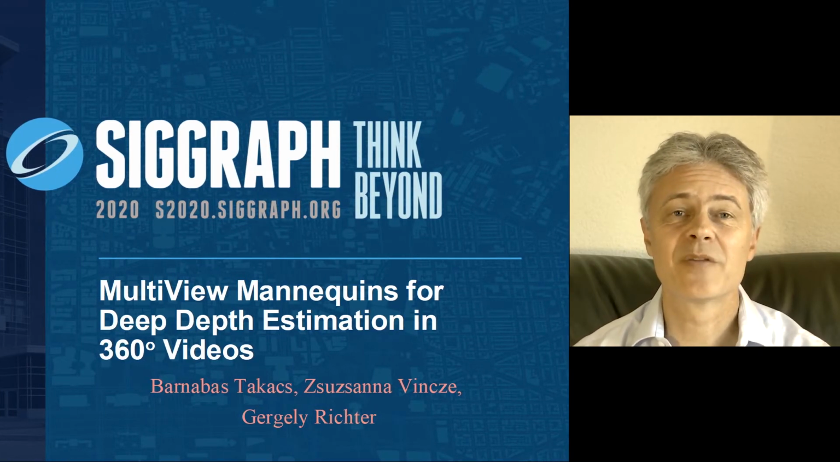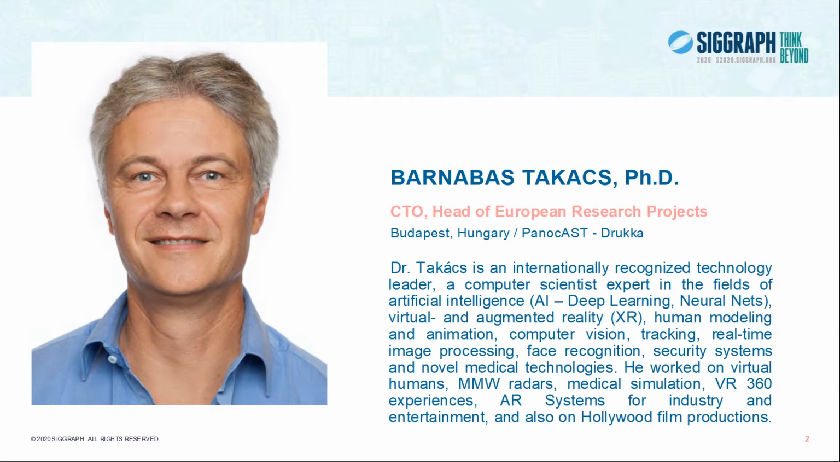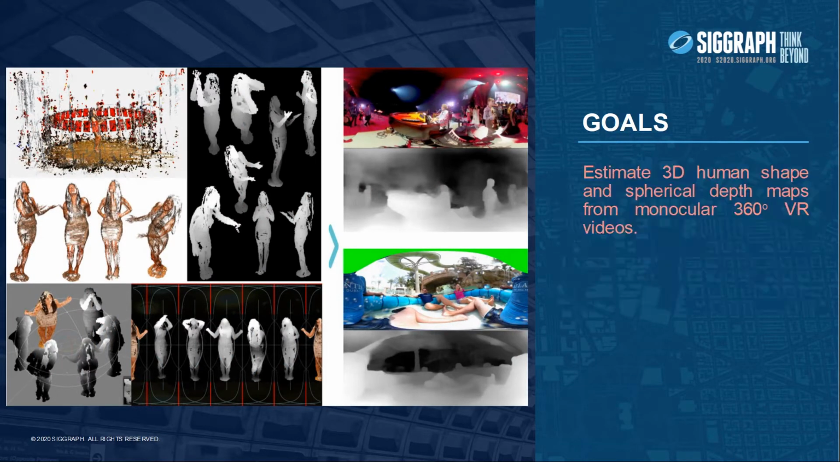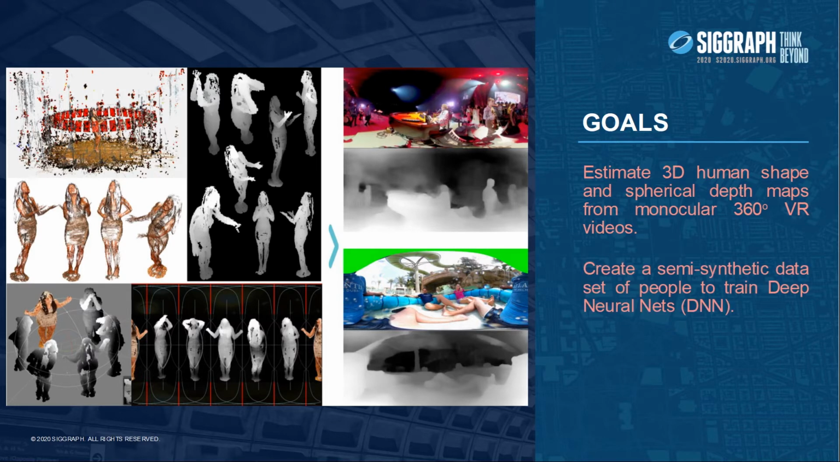I'm going to talk to you about depth estimation in 360 VR videos with a special emphasis on the 3D shape of people. Our goal is to estimate the 3D human shape and the spherical depth maps from monocular 360 VR video to create a semi-synthetic dataset of people to train deep learning neural networks. We'll demonstrate this in the production on real-life challenging sequences, but let's start with an overview of our system first.